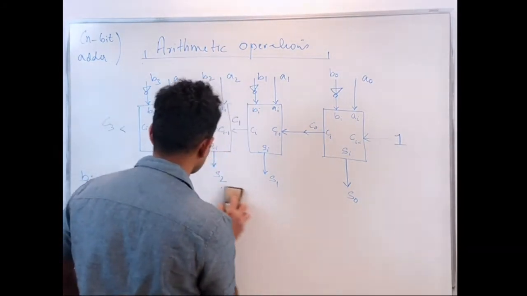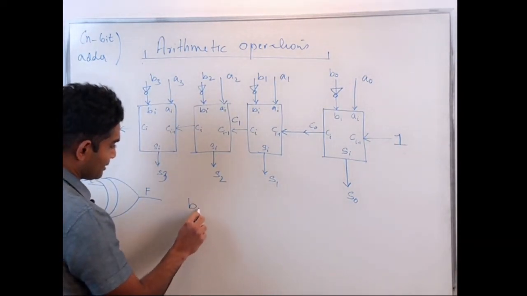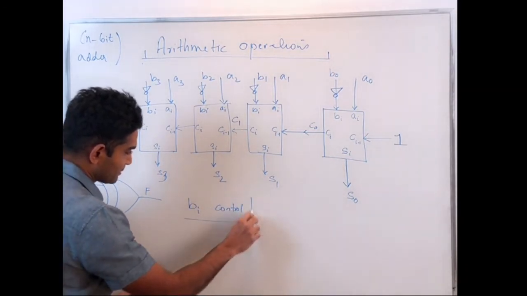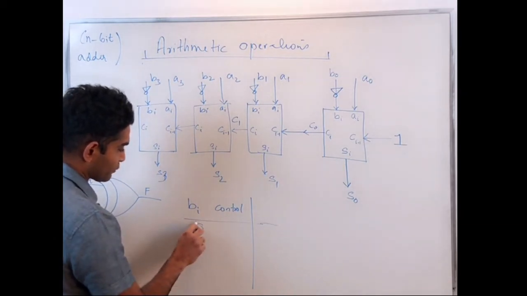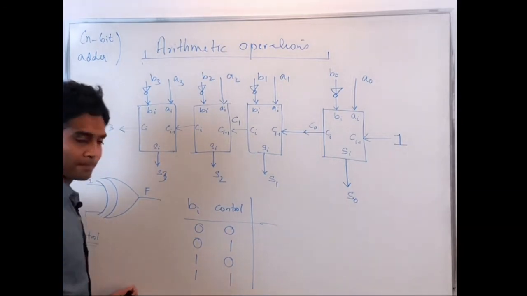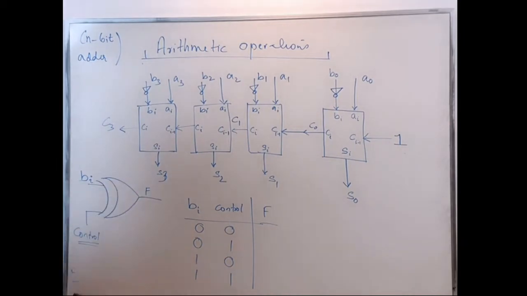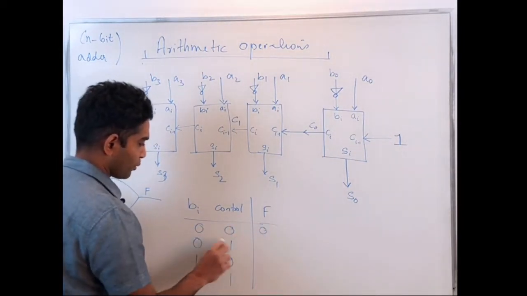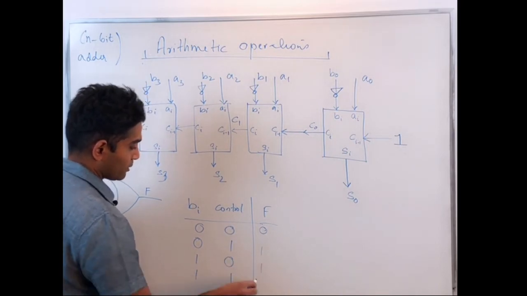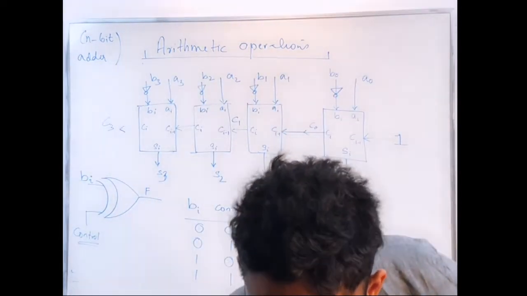Again, going back to the truth table, let's draw the truth table for the XOR gate. In this case, my inputs are BI and control. I have two inputs to this XOR gate. These are the different combinations between inputs, and that's my output F of the XOR gate. So 0, 0 is 0; 0, 1 will be a 1; 1, 0 would be a 1; and 1, 1 would be a 0. That's the truth table of an XOR gate.